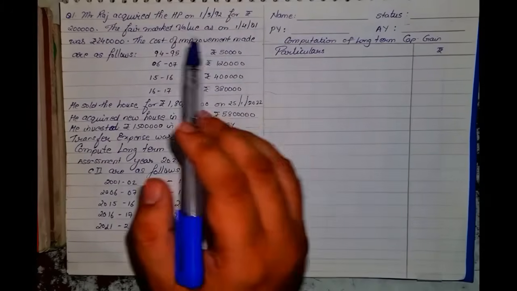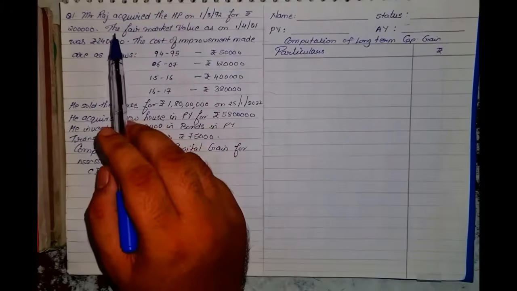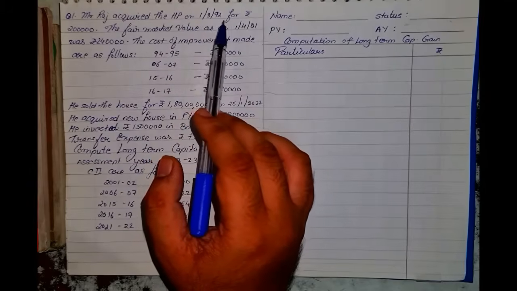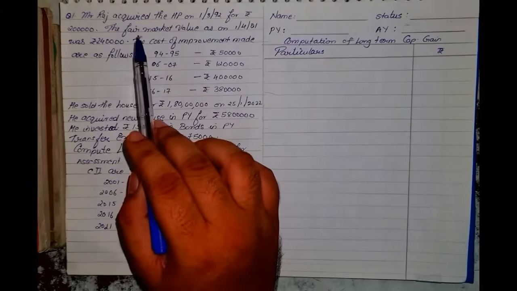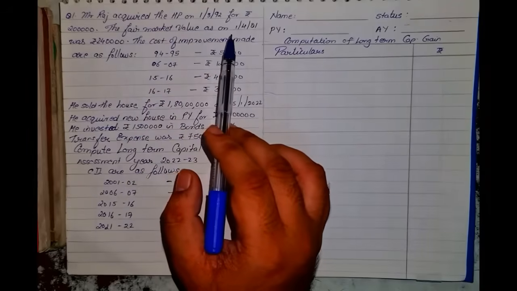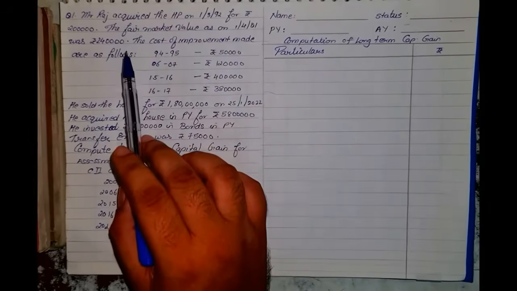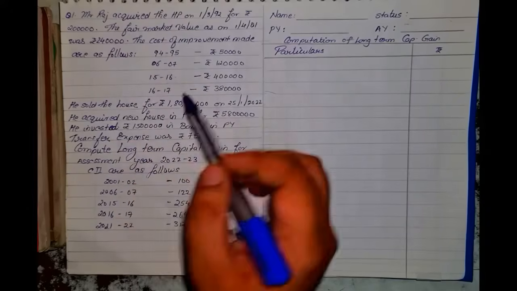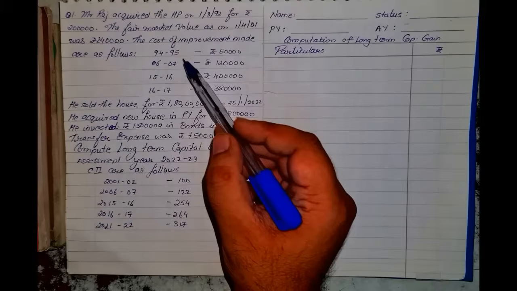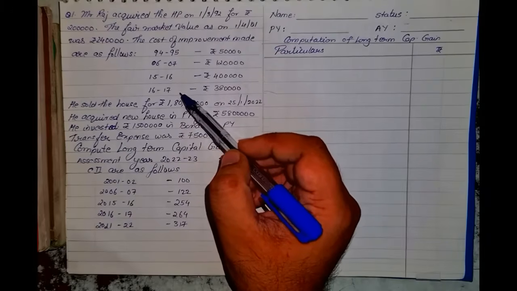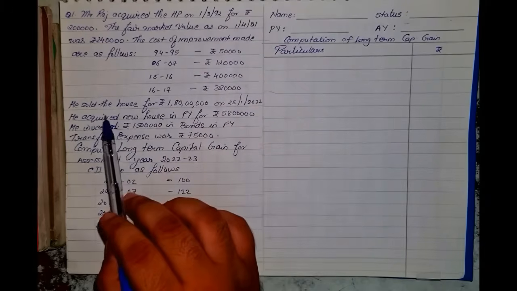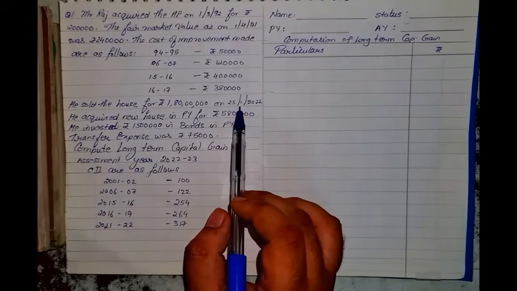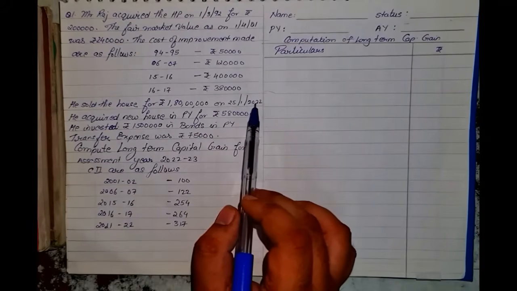Now let us see how we solve the sum. We go through the question first. Mr. Raj acquired the house property on 1st March 92 for rupees 2 lakhs. The fair market value as on 1st April 2001 was 2,40,000. The cost of improvement made are as follows. They are giving you 4 improvements: 94-95, 2006-7, 15-16 and 16-17. He sold the house for 1,80 lakhs on 25th Jan 2022, that is our previous year.